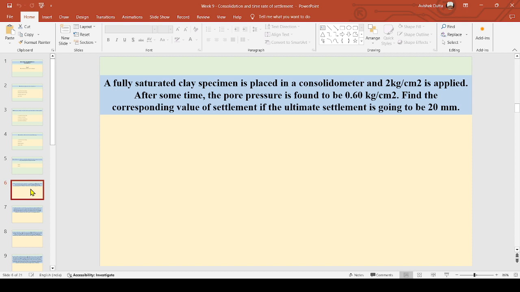So the data here is the initial pressure applied, 2 kg per centimeter square. The pore pressure after some time is found to be 0.6 kg per centimeter square. You have to find out the degree of settlement for this pore pressure, that is 0.6 kg per centimeter square, given that the ultimate settlement is going to be 20 millimeter of this clay specimen. Mind it, the clay specimen is fully saturated.